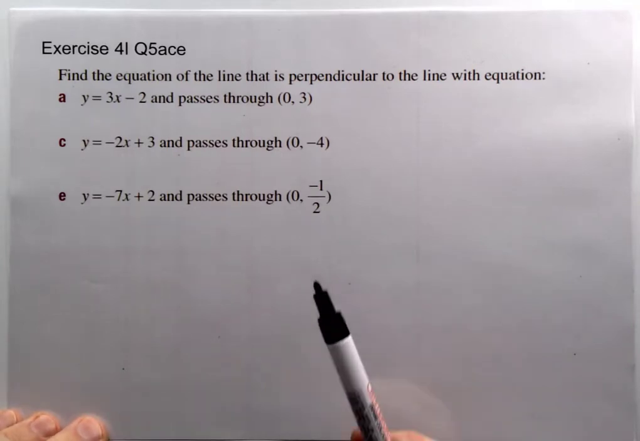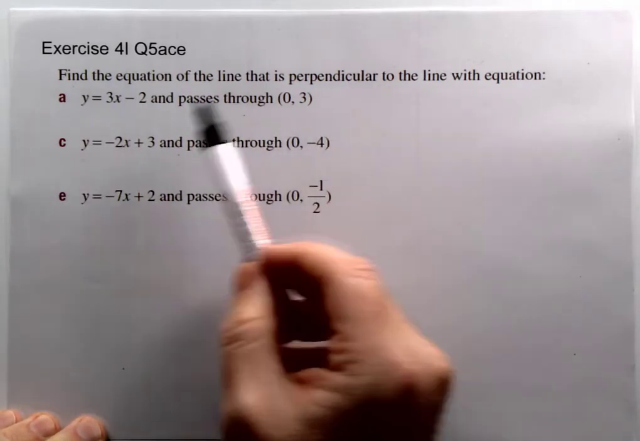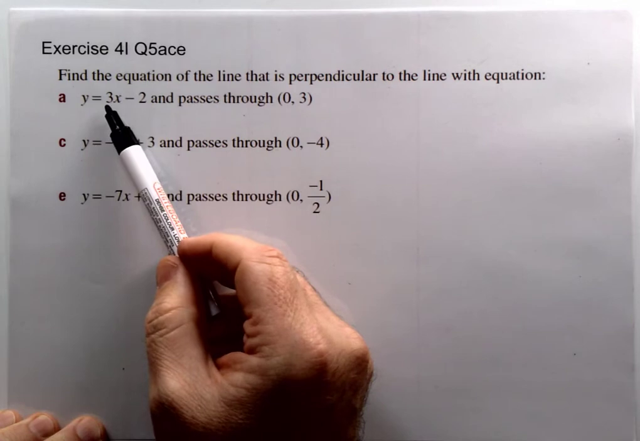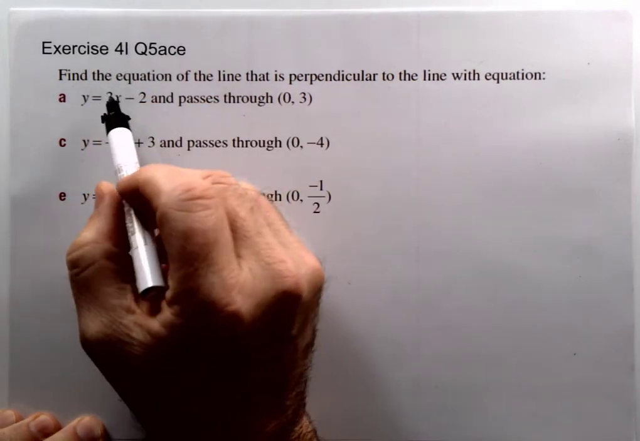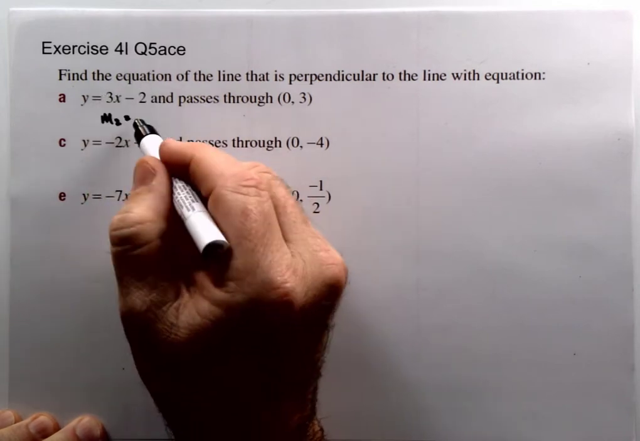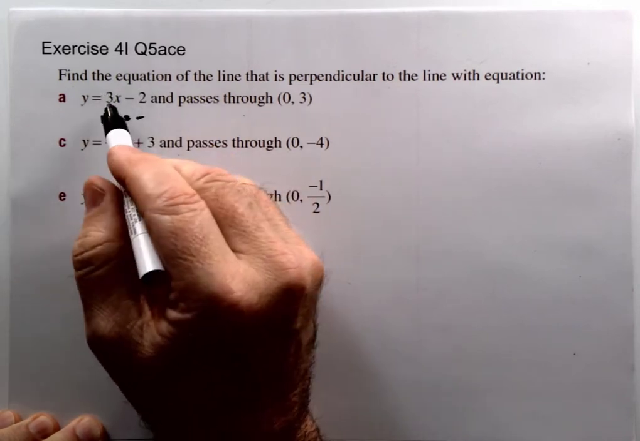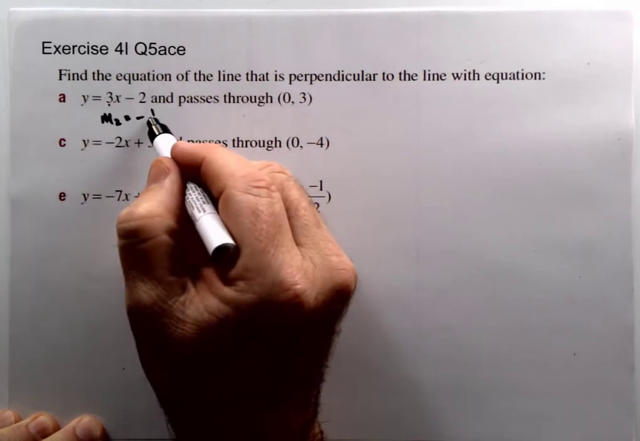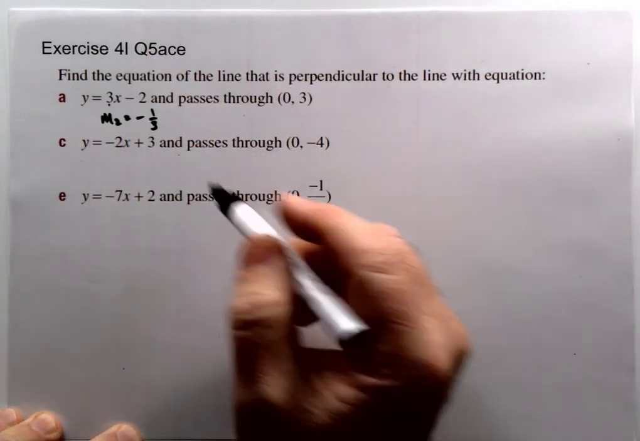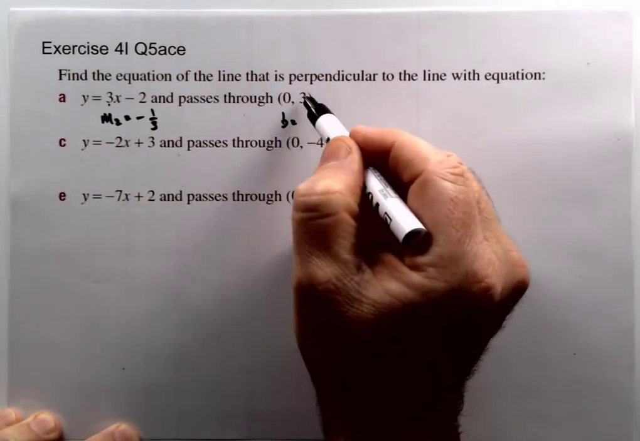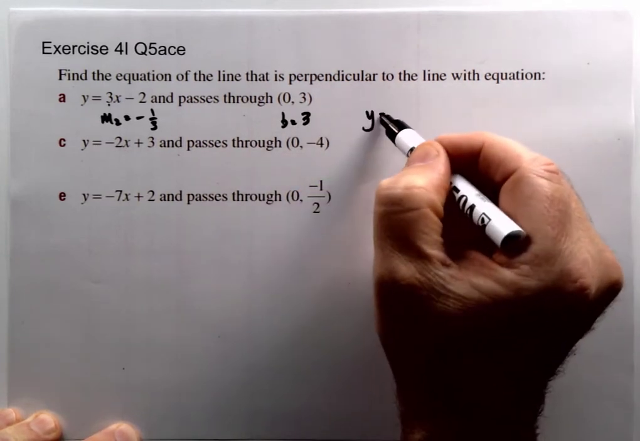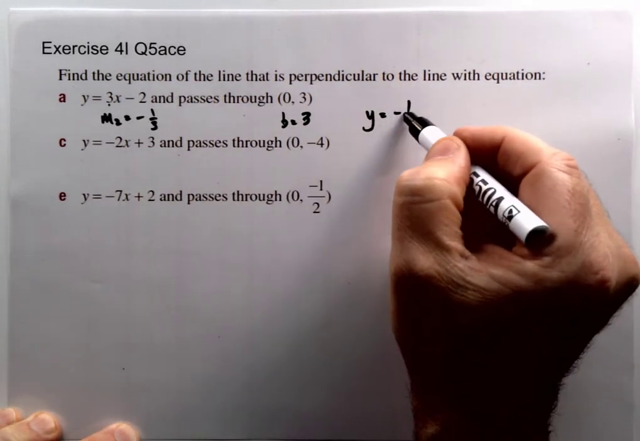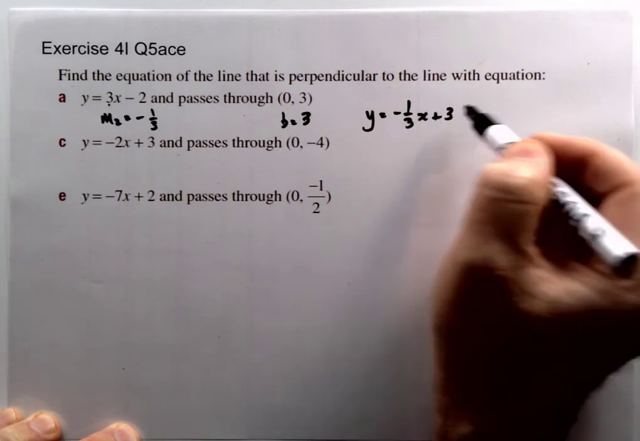Question 5 is similar, but this time we want the new line to be perpendicular to this line here. So the new gradient needs to be the negative reciprocal. So if this is positive, the other gradient needs to be negative. This is like 3/1, so we take the reciprocal of that to get minus a third. The y-intercept again is given in the question, so the new line will be y is equal to minus 1/3 x plus 3.